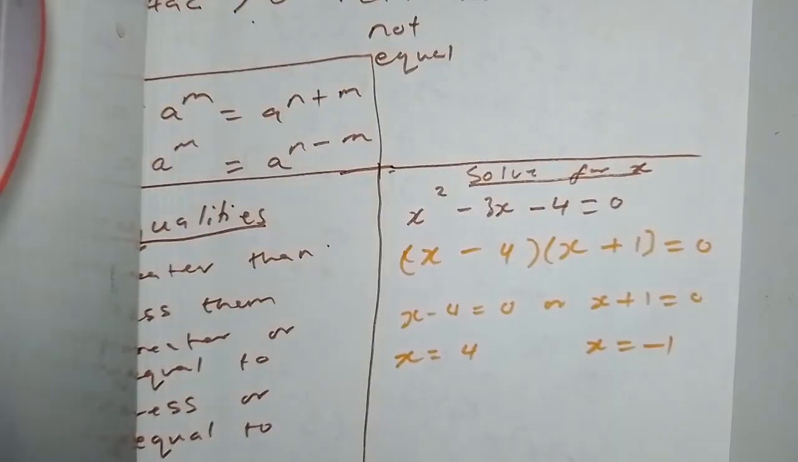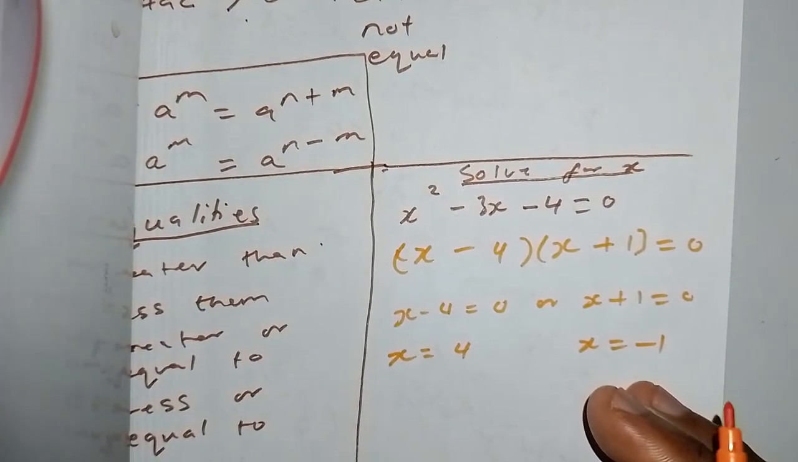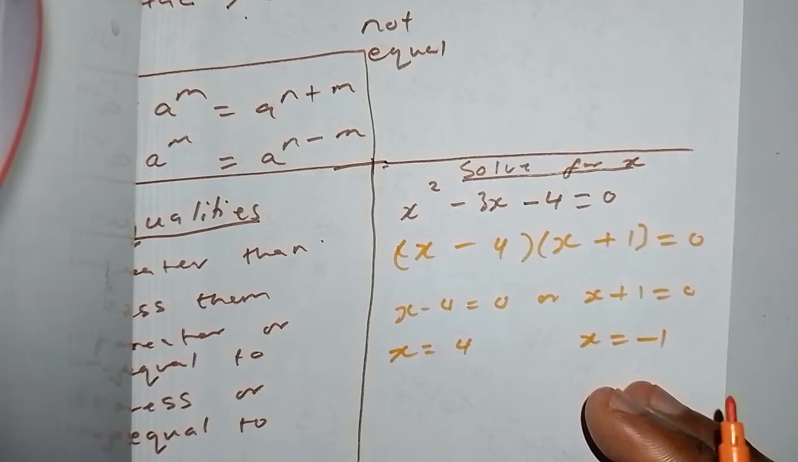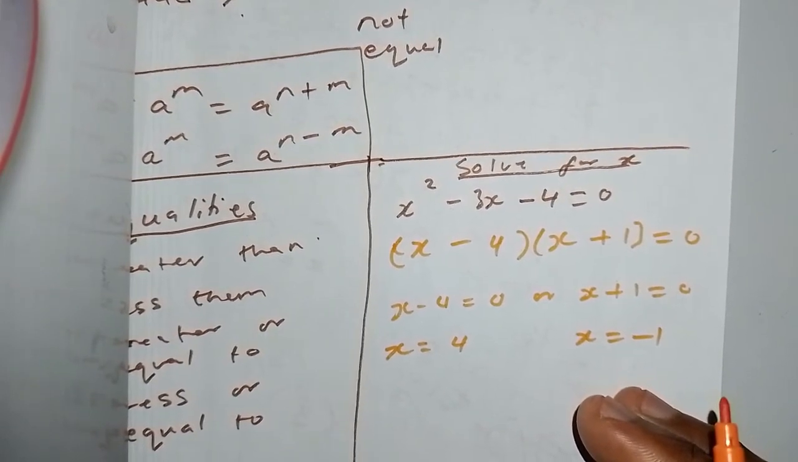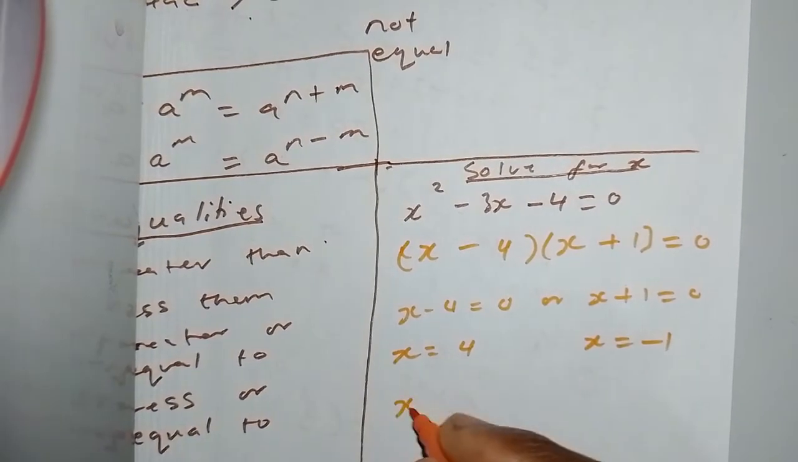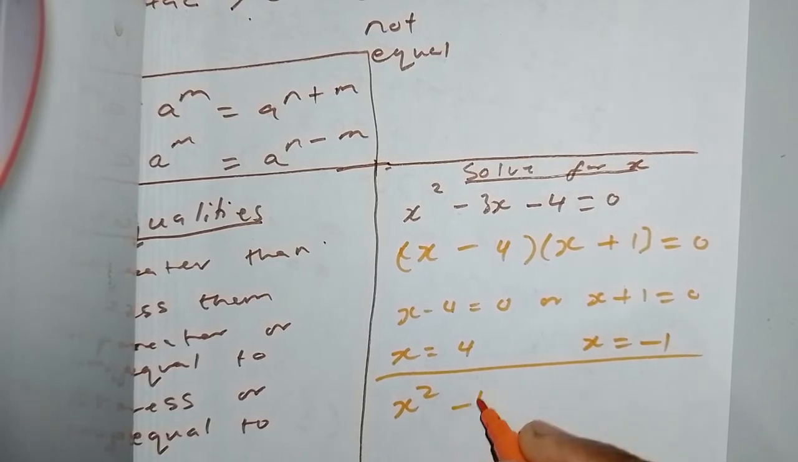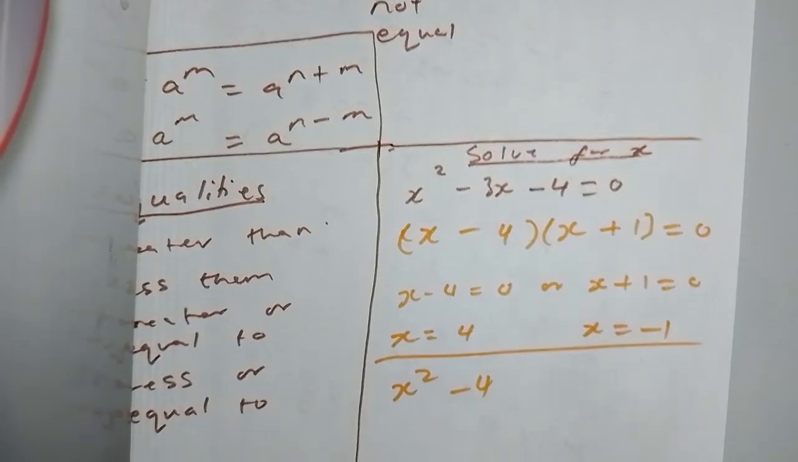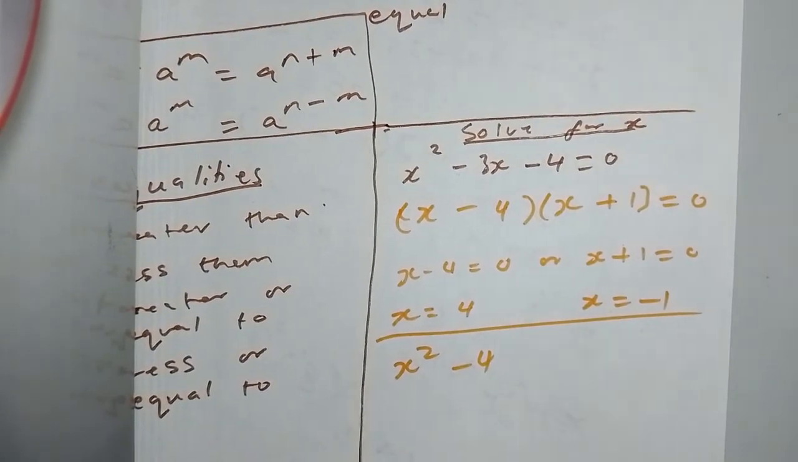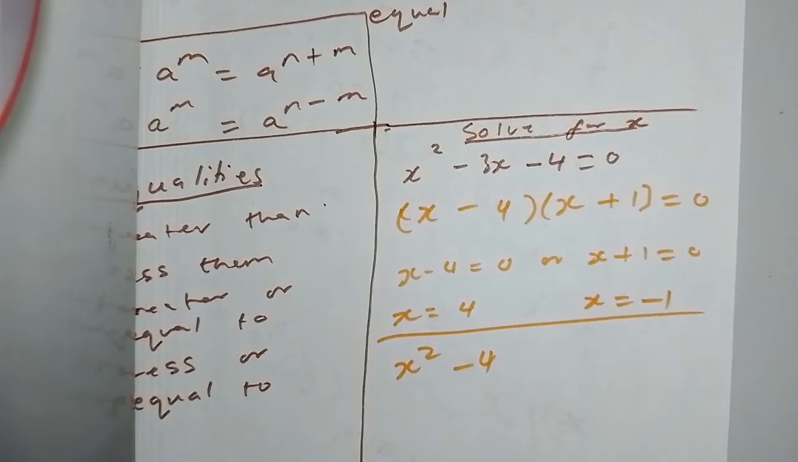Clean, very clean. Right? And then let's just take another question that says solve for x. What are we given? We're given x squared minus 4. This is solve for x. This is what you call difference of two squares.